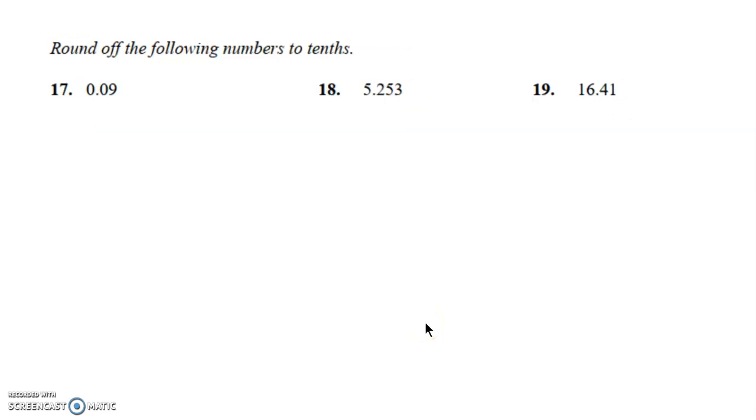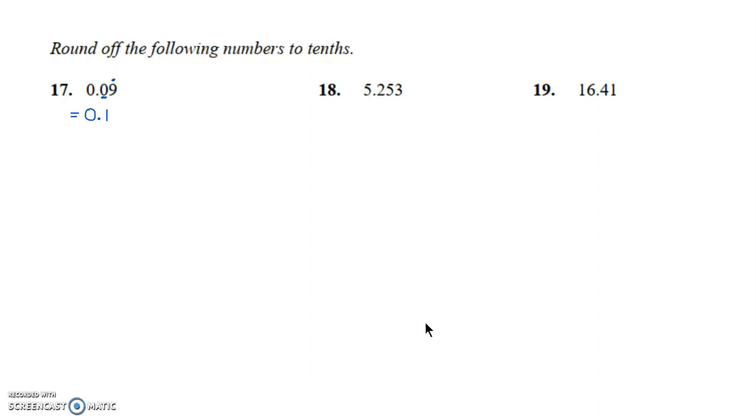On to the next section, we're rounding to the tenths place. Number 17, the tenths place is where the 0 is. We have a 9 next door. The 9 will push the 0. 0 plus 1 is a 1. So we're going to go to 0.1 or 1 tenth.